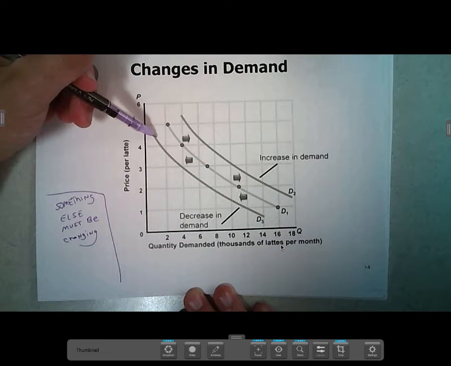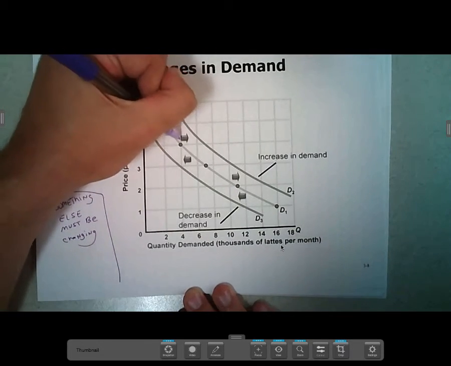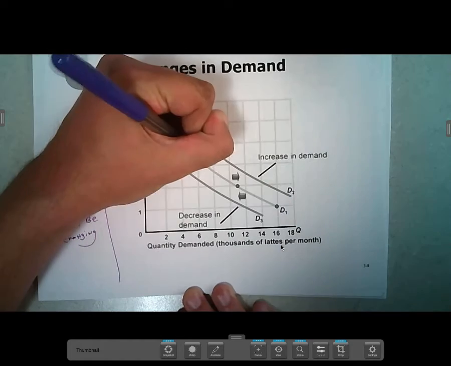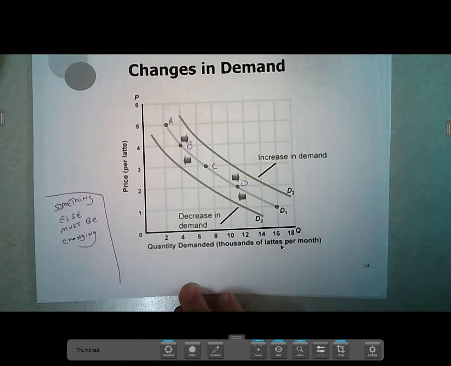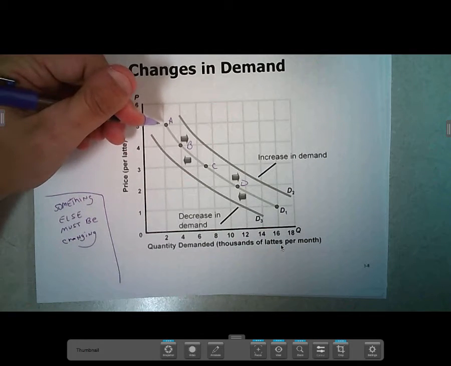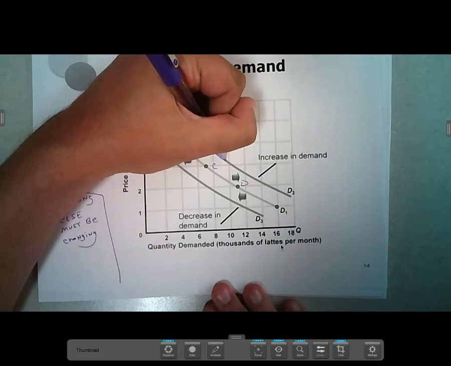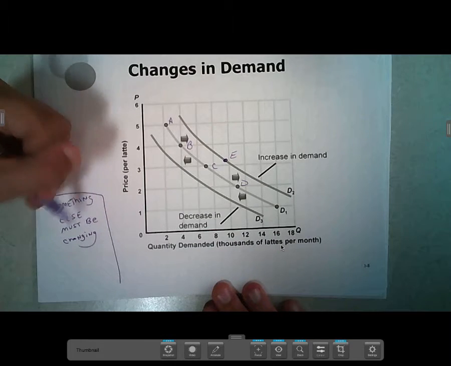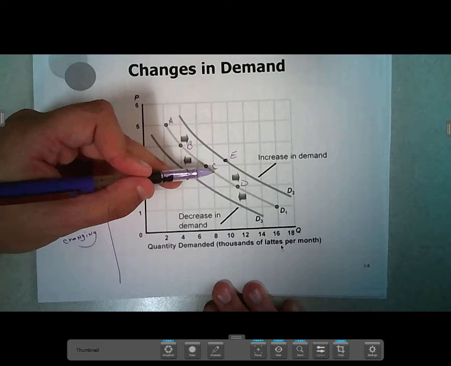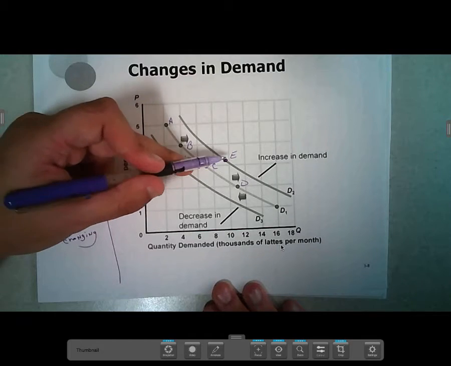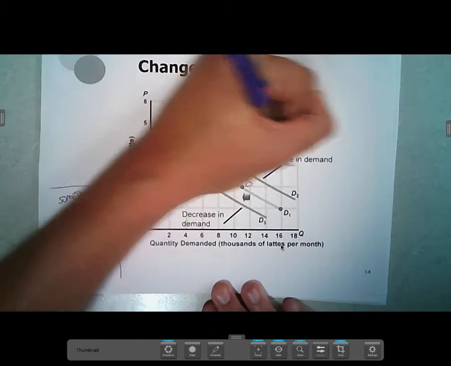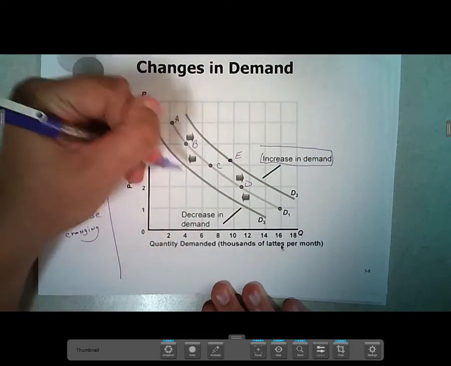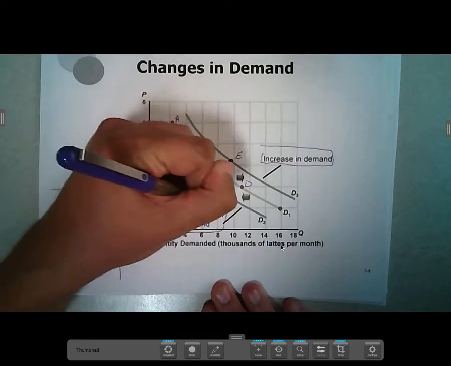Now, instead of a movement along the demand curve, if we started labeling some points here, A, B, C, D, I would move from A to B or B to A by changing the price. But what we're saying now is that to go from C to, let's say, E would imply that I have to change something other than the price to get a change in the demand. If I move to a point to the right, that's going to signify an increase in demand. If I move to the left, that's going to signify a decrease in demand.